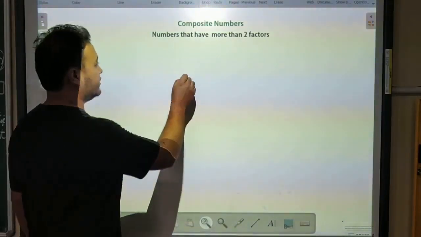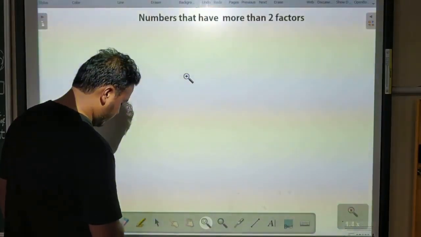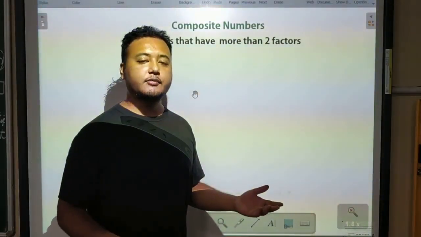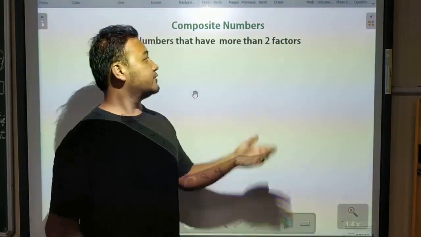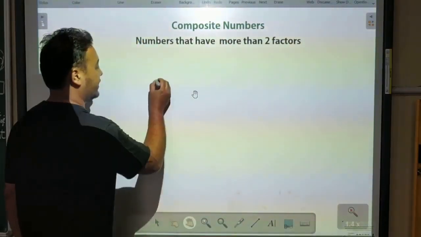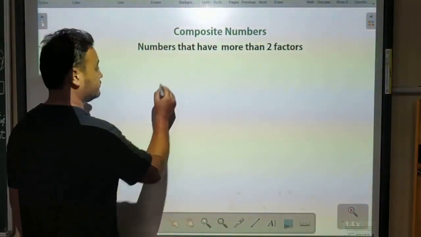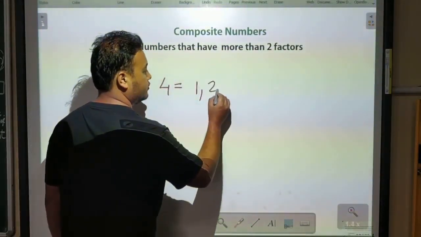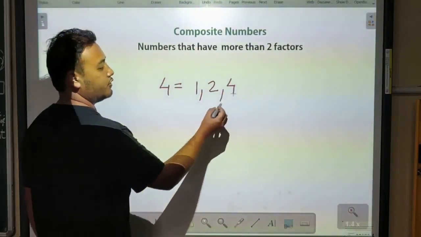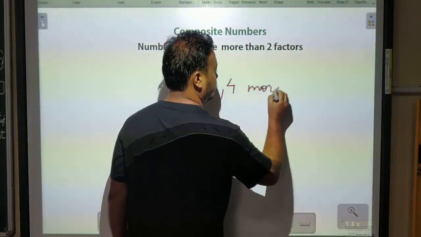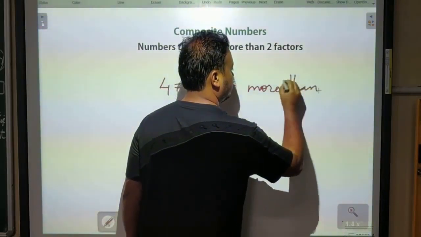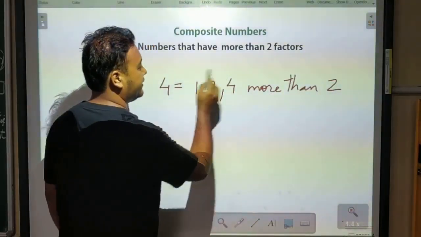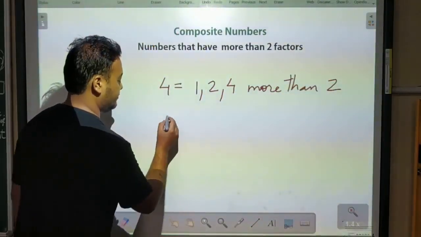Next is your composite numbers. Now this is just the opposite of prime numbers. So prime numbers have only 2 factors, and numbers which have more than 2 factors, they are called your composite numbers, like 4. 4 has 1, 2 and 4. So it has more than 2. Yes, it has 2 as well. So it is more than 2 factors, 3 factors. So it is a composite number.